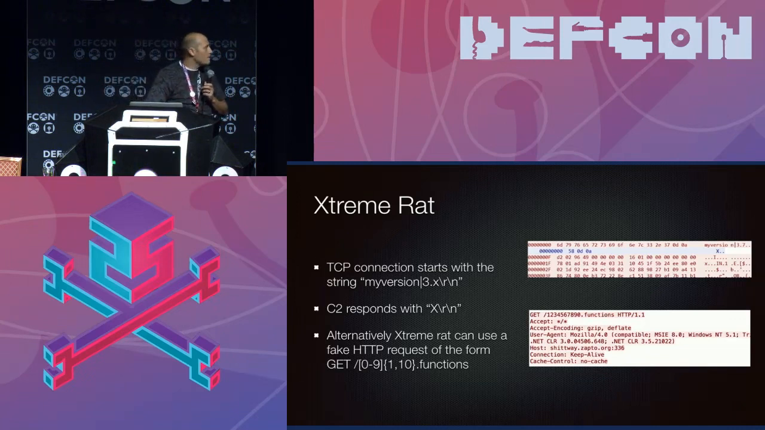Those are the most common. And the C2 server always responds with the character X followed by line feed carriage return. That's super signatureable, right? Snort signatures already exist and such. It's very easy to watch for that.